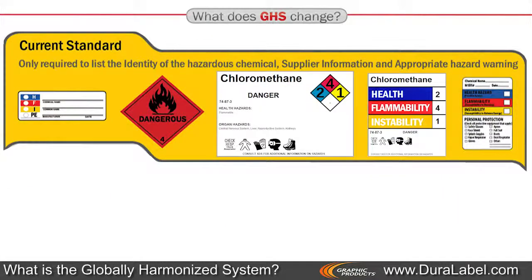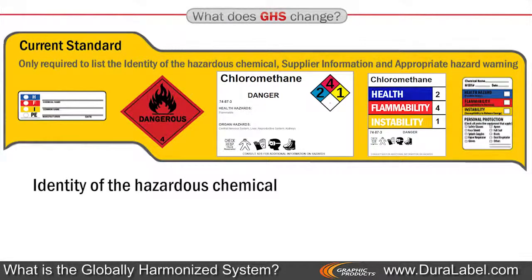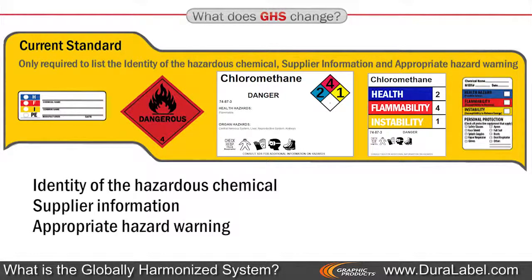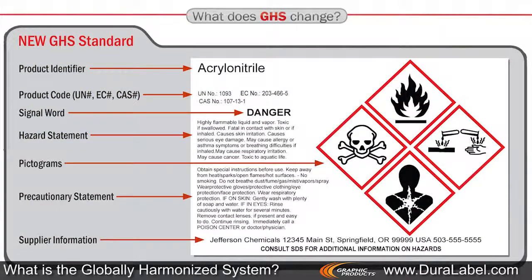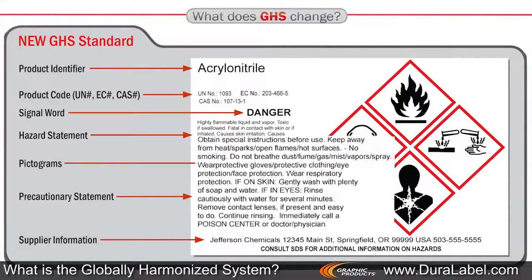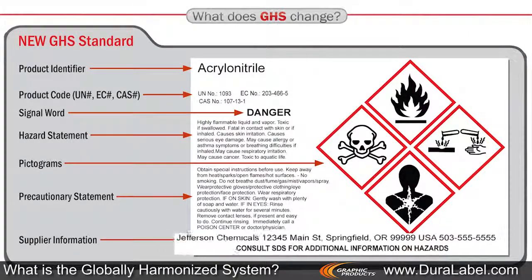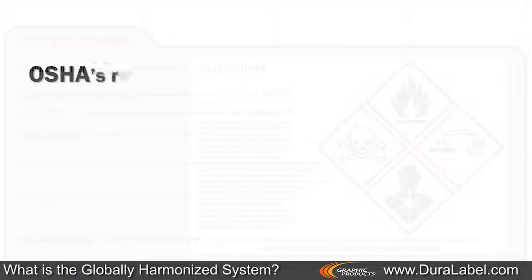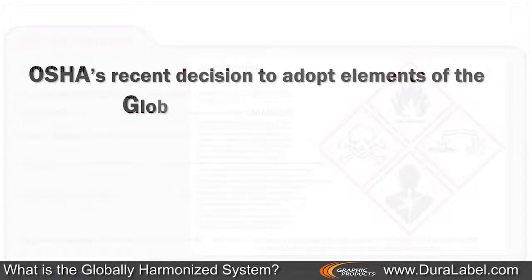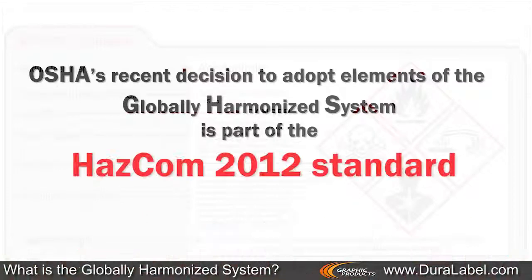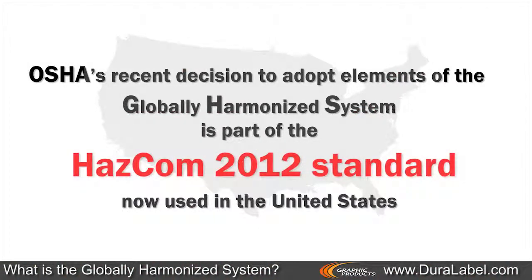Under the current standard, only the identity of the hazardous chemical, supplier information, and appropriate hazard warning are required. Under the new GHS standard, the following items are required: product identifier, product code, signal word, hazard statement, pictograms, precautionary statement, and supplier information. OSHA's recent decision to adopt elements of the globally harmonized system is part of the HazCom 2012 standard now used in the United States.